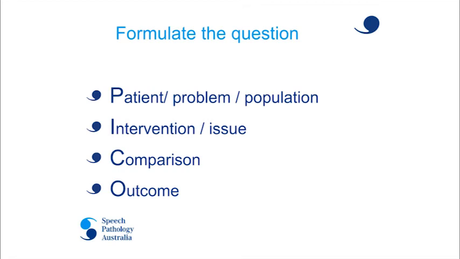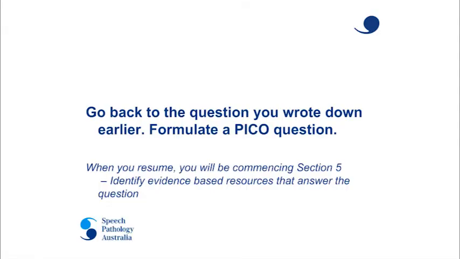Go back to the question you wrote down earlier. Can you turn it into a PICO question? It might take a little bit of thought. If you need some help, why don't you discuss it with a colleague? See if you can nut it out together. When you've formulated your foreground question as a PICO question, you'll have completed all the activities for Section 4. When you come back to Section 5, we'll be looking at ways to access and evaluate the external evidence that will help you to address your question.